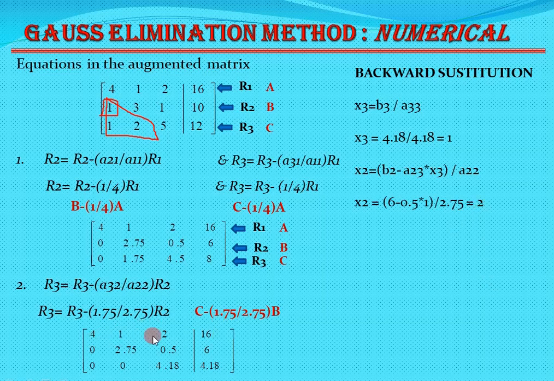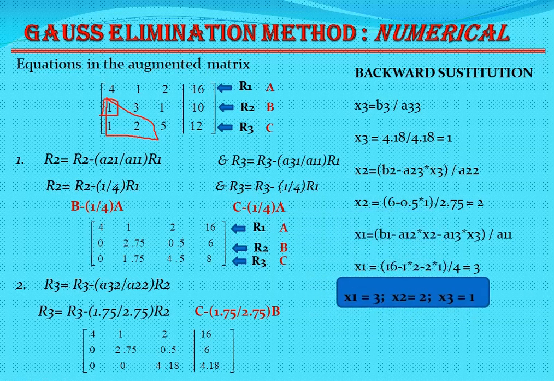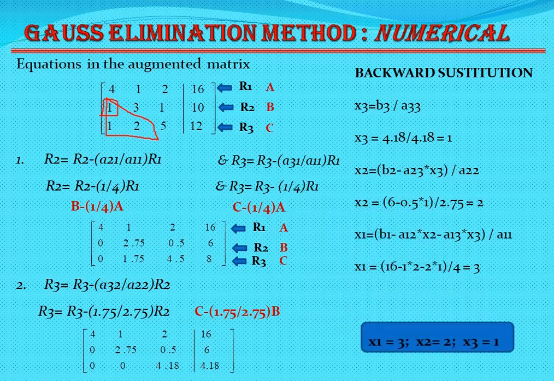And now again writing these equations, the equation will be written in x1. The x1 equation becomes b1 minus a12 into x2 minus a13 into x3, divided by a11. By putting the values, we get the x1 value as 3. So our final solution for the given equations is x1 is equal to 3, x2 is equal to 2, and x3 is equal to 1. These results we can also verify with the help of calculators.